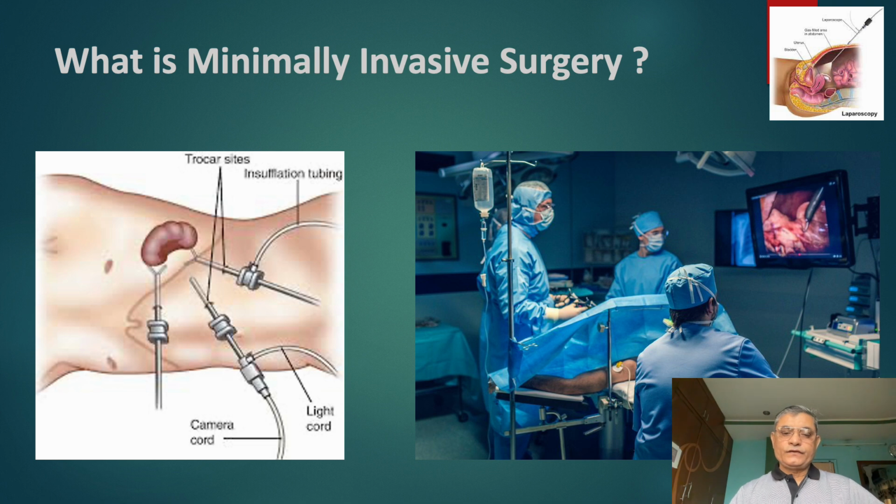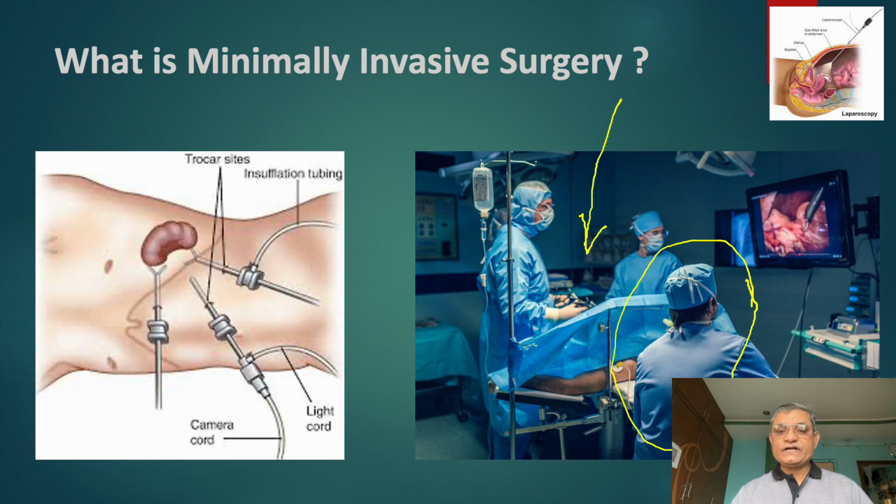So the patient is kept on the operating table. The anesthesiologist gives general anesthesia for most of the laparoscopic surgeries. But some laparoscopic surgeries can also be performed by spinal anesthesia. What are the examples? Appendicitis, cholecystectomy. These are some of the examples.